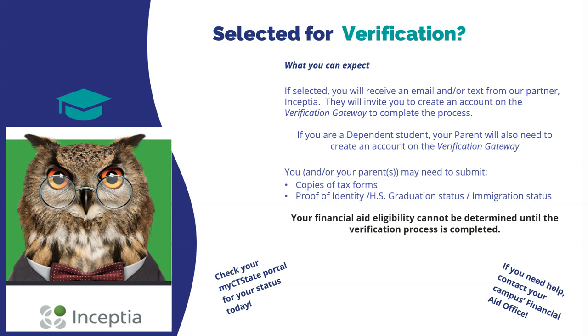You and/or your parents may need to submit copies of tax forms or proof of identity, high school graduation status, or immigration status. This verification process will be sent to you via email and text. You can always check with your campus's financial aid office if you need assistance.